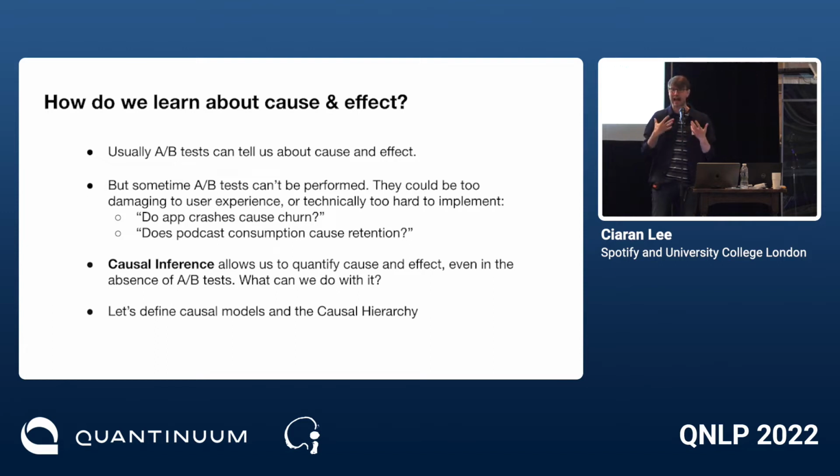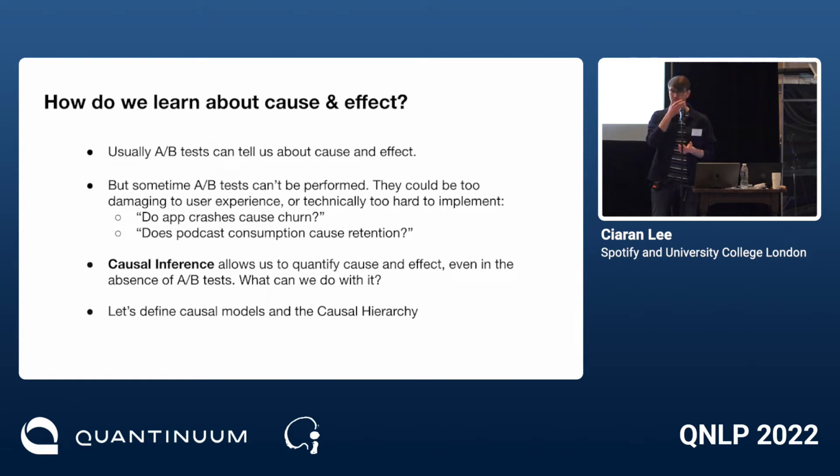So lots of times we can't do this kind of perfect gold standard way to figure out cause and effect relationships. So that's where causal inference comes in. It's a field that has a bunch of tools that allow us to quantify cause and effect given certain assumptions, even when we can't do these A/B tests. So it's super powerful.